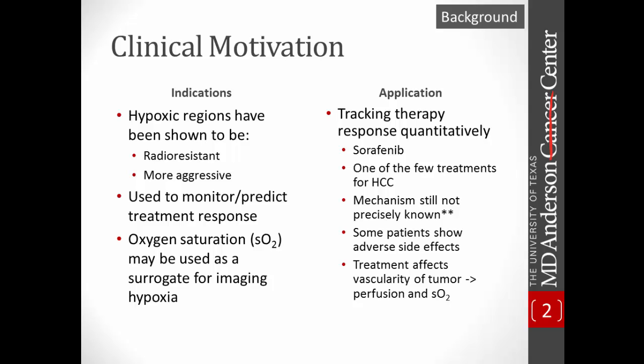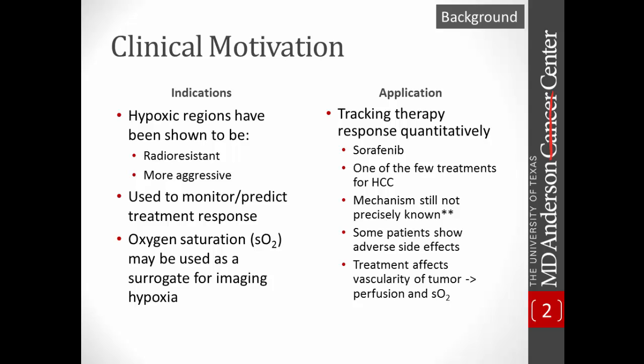Oxygen saturation is going to give you what you see in the vasculature. Hypoxia, though, is concerned actually with partial pressure of oxygen right outside the vasculature, so in the intercellular space. But they tend to be correlated. So the question is, can we use oxygen saturation as a surrogate for that? The application we're going to be talking about today is tracking therapy quantitatively.